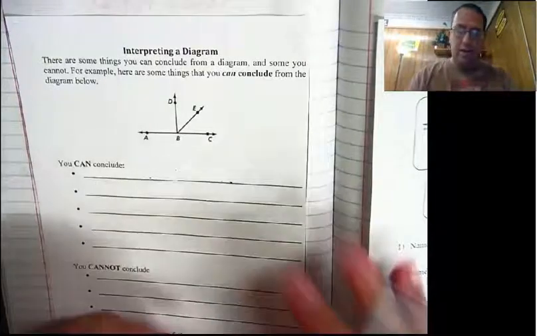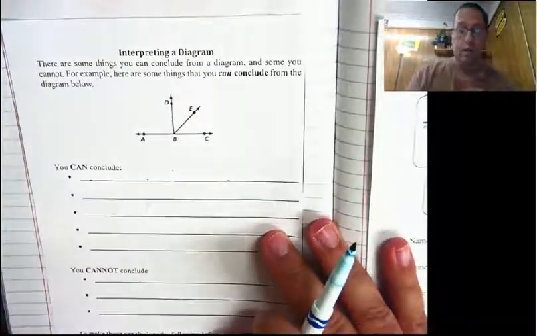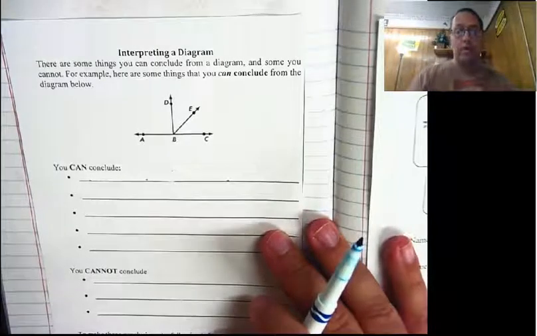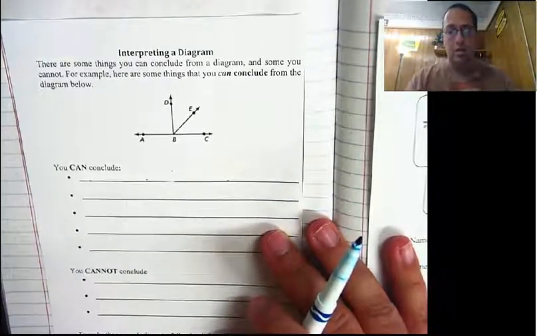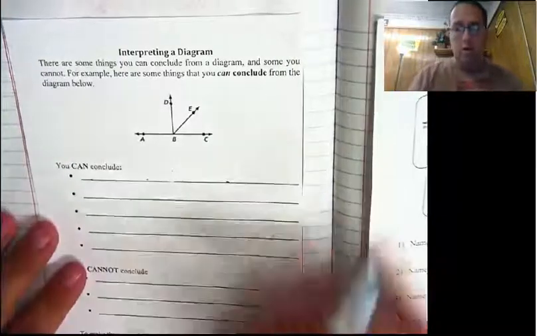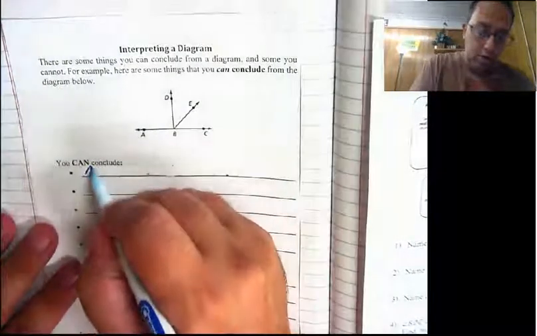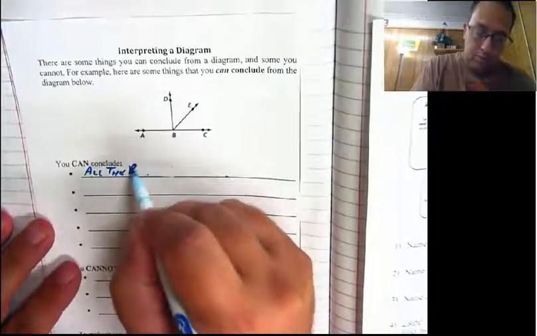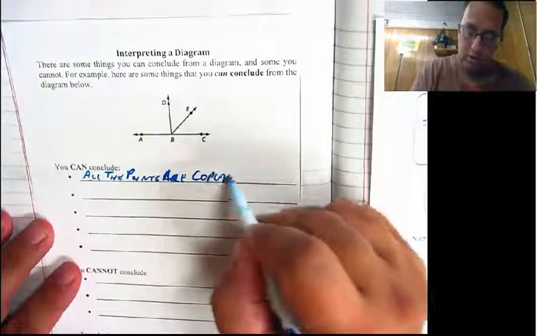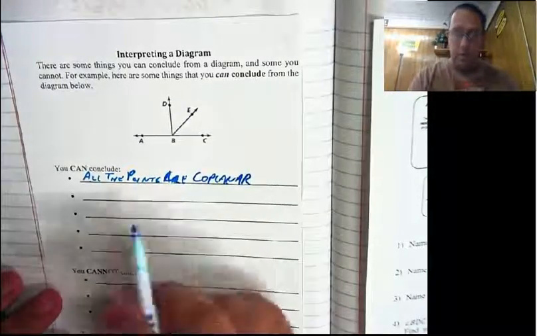If you have a diagram like this, and there's going to be lots of diagrams in geometry, there are some things that you can assume to be true and some things that you cannot. So first off, on this diagram, one thing that we can assume to be true is all the points are coplanar. If it looks like it's coplanar, it is coplanar. That came out really ugly, but that's all right.